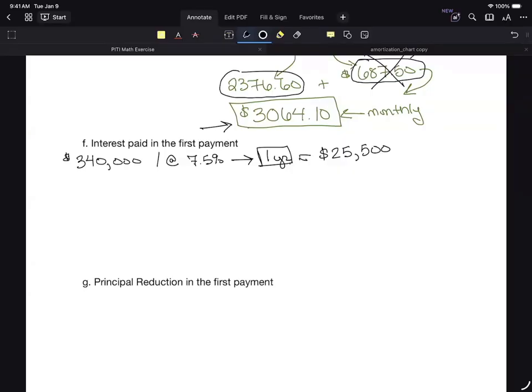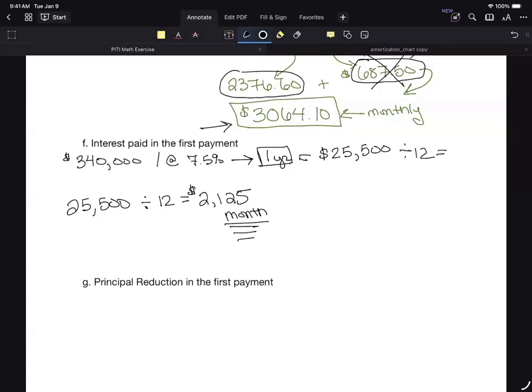Could we divide the 25,500 by 12 months? Yes, ma'am. Look at you being a genius. Because we're saying, hey, we've got to divide this by 12. So 25,500 divided by 12 is going to give us $2,125. That's the cost of borrowing the money for 1 month.